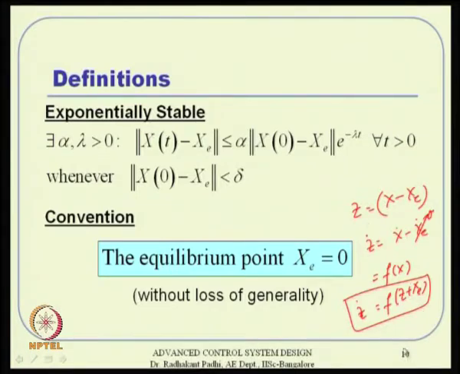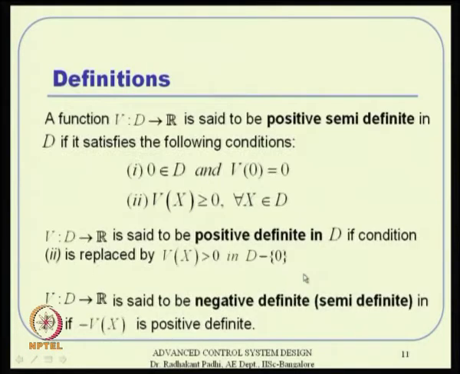So, with this change of coordinate we will be able to proceed further. Further discussion will invariably assume that x e is 0. Now, we need further definitions to discuss any concepts here, and these are the concepts of positive definite, semi definite, negative definite functions.